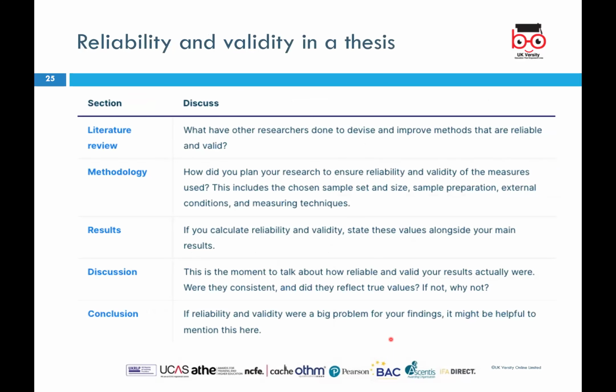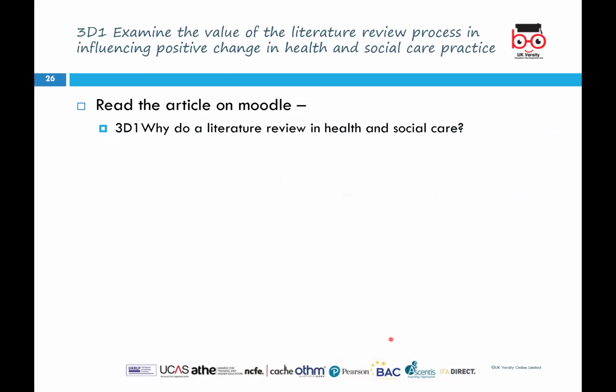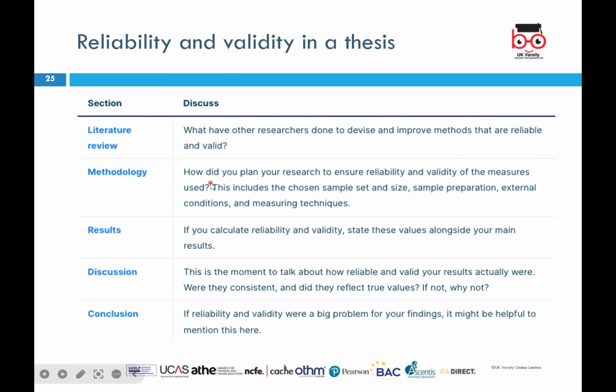I'm not going into details of this. I'll just talk a bit about reliability and validity in your project, like in your literature review. A literature review discusses what other researchers have done to devise and improve methods that are reliable and valid. Methodology is how you plan your research to ensure reliability and validity of the measures used. This indicates the chosen sample set, the sample size, sample preparation, external conditions, and measurement techniques.